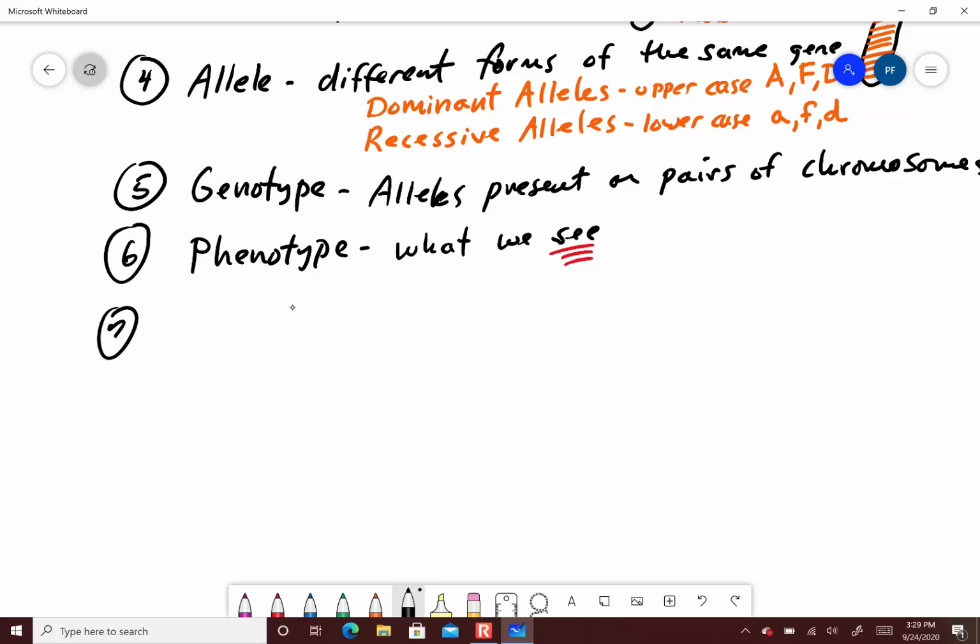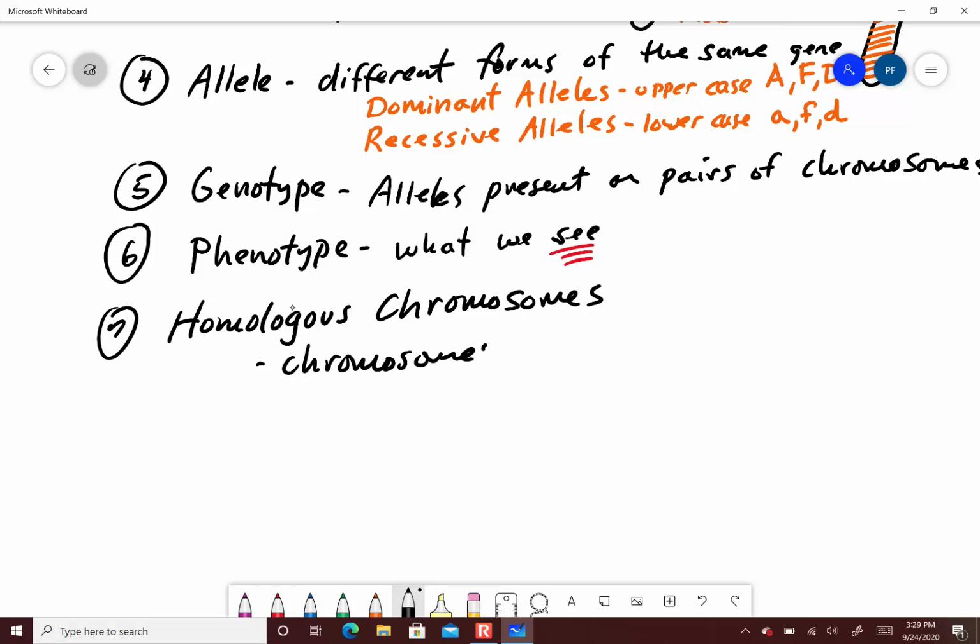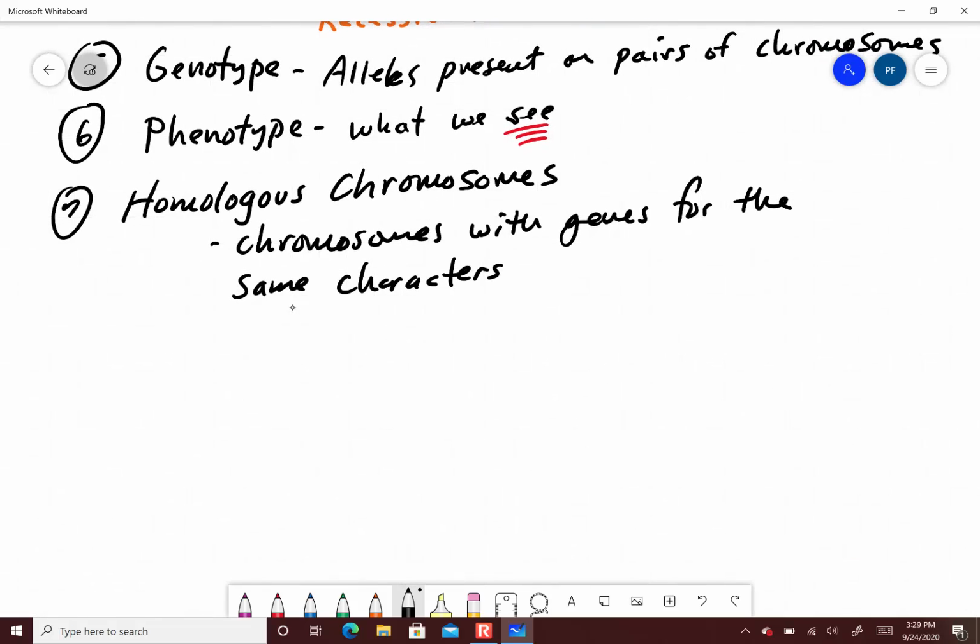All right, and then the last thing I want to do here is the definition of what are called homologous chromosomes. Homologous chromosomes are chromosomes with genes for the same characters. Chromosomes with genes for the same characters. Right, so we've actually seen these homologous pairs. We just didn't necessarily call them that.